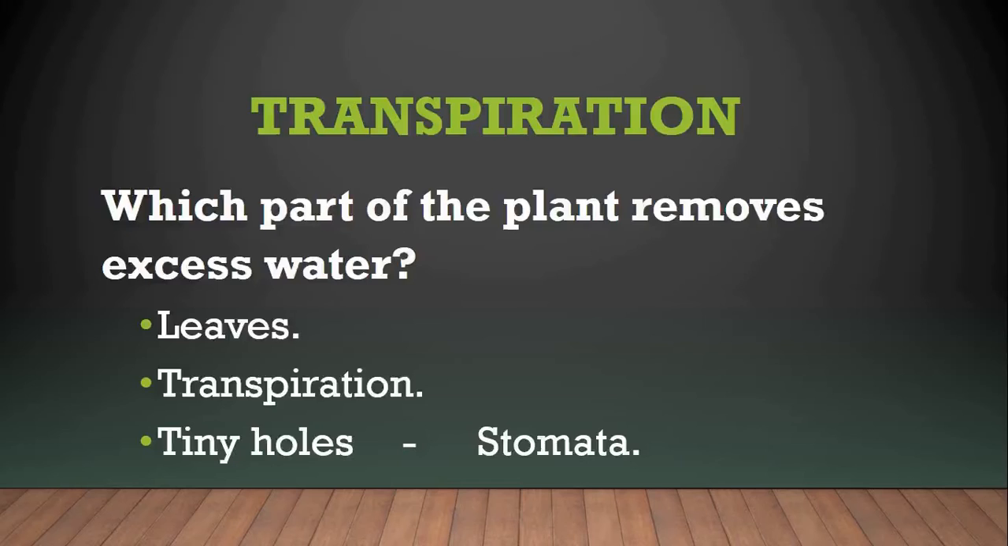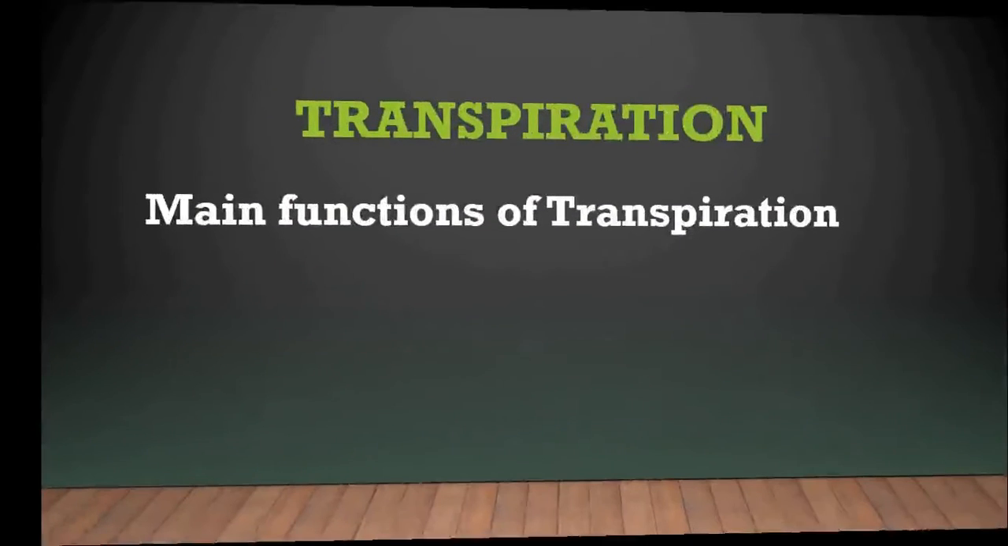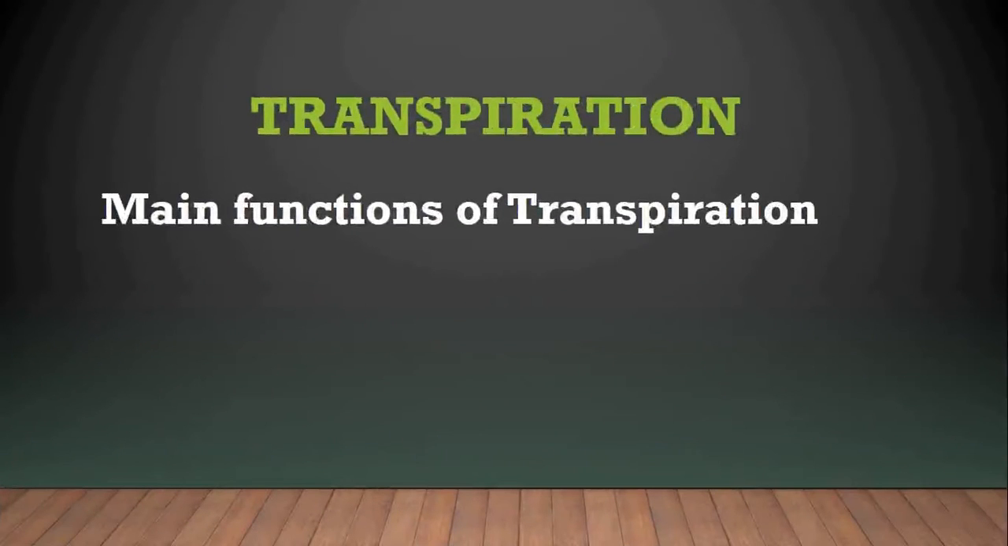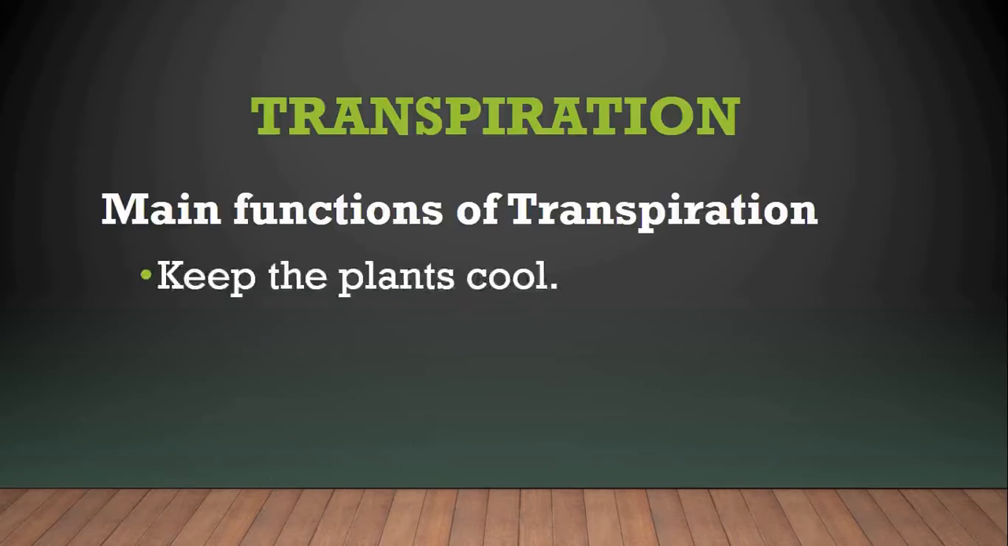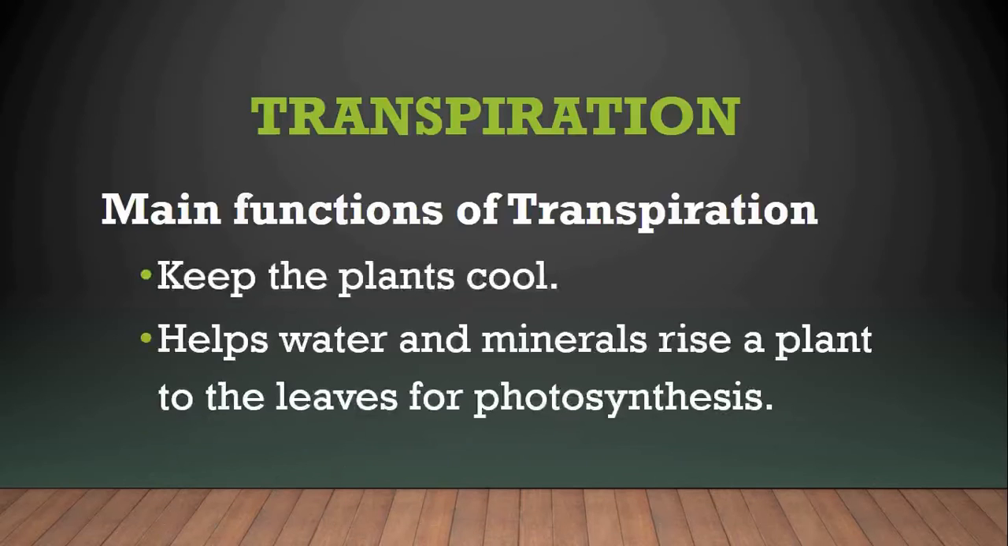Most of the stomata are present on the lower surface of the leaves. We can see these holes if we keep a leaf under the microscope. Have you understood? Good. Next, main functions of transpiration. Transpiration has two main functions: transpiration helps to keep the plants cool and it helps water and minerals rise from the plant to the leaves for photosynthesis.